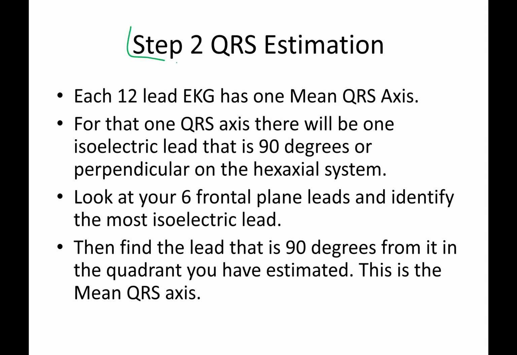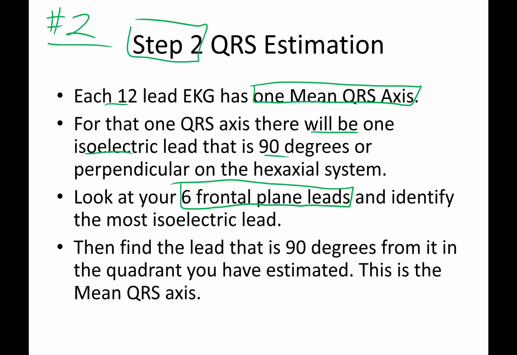All right, so step 2 of our QRS estimation. We are fully confident that each 12 lead has one mean QRS. And if there's one mean QRS, that means that there will be an isoelectric lead that is perpendicular. So what we wind up doing is focusing on our 6 frontal plane leads, our 6 limb leads, to try and find where our isoelectric lead is at. Then what's really, really cool is this step here, where we find the isoelectric lead and take that plus the quadrant estimation we did from the previous step, and our mean QRS should fall in that quadrant.